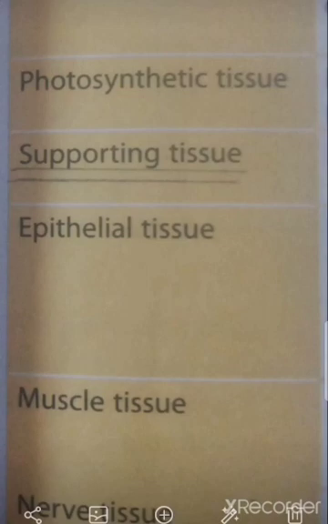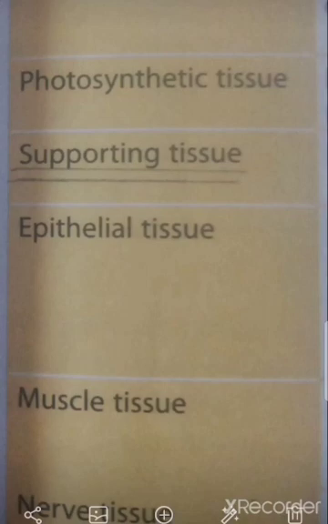Our second tissue here is photosynthetic tissue. This tissue is found on the leaves and the other green parts of the plant, and it is made up of palisade cells with lots of chlorophyll. It makes the food for the plant.